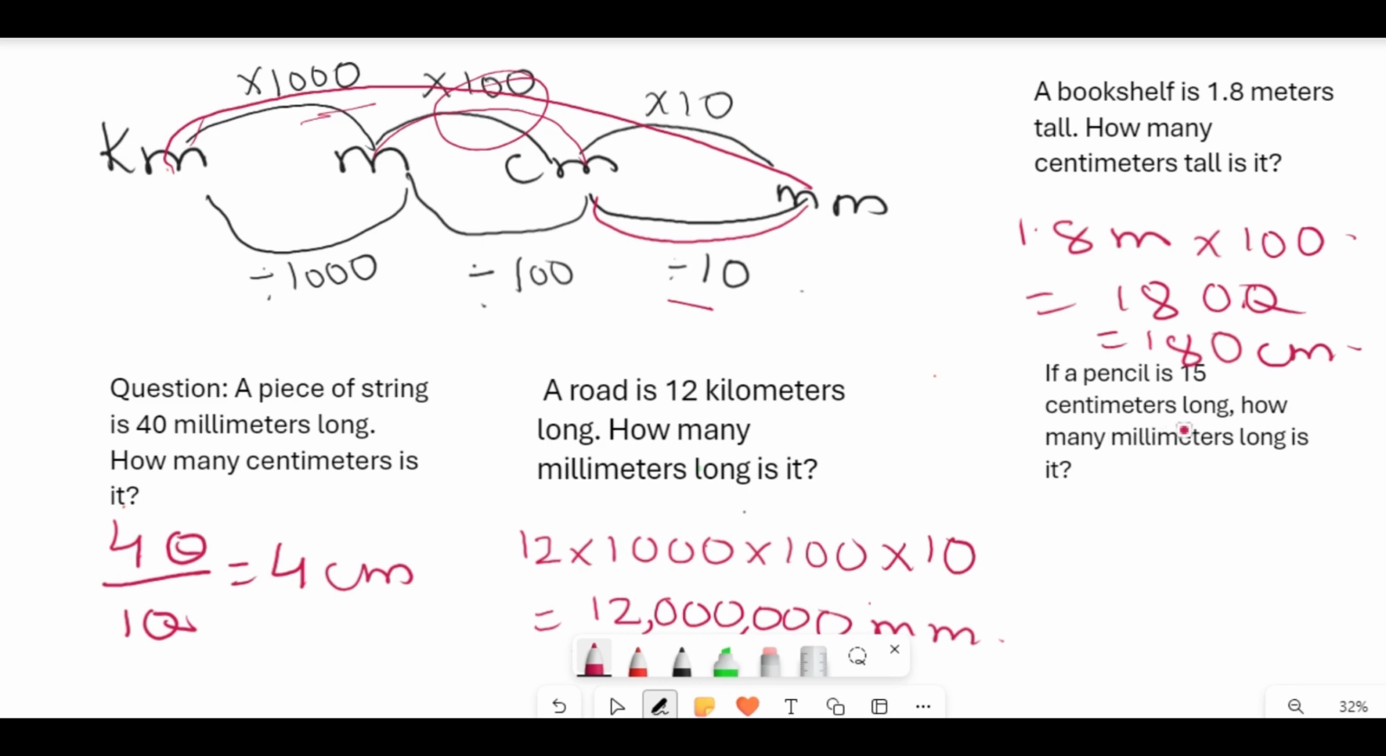Next one. If a pencil is 15 centimeters long, how many millimeters is it? That means you need to convert centimeter to millimeter. So you will multiply it by 10. 15 multiplied by 10, so it is 150 millimeters.